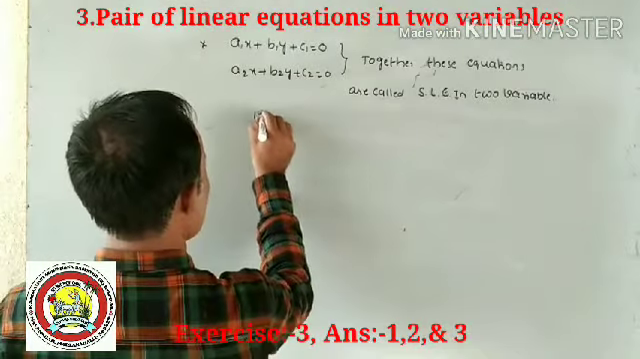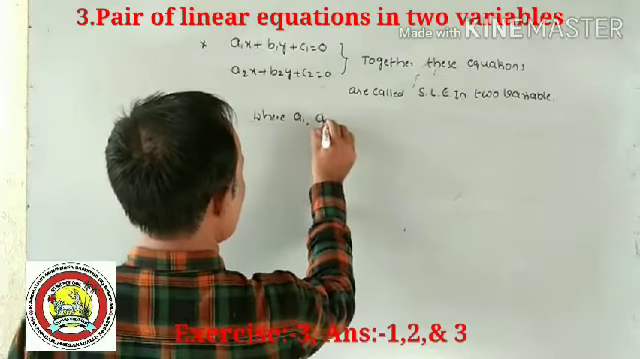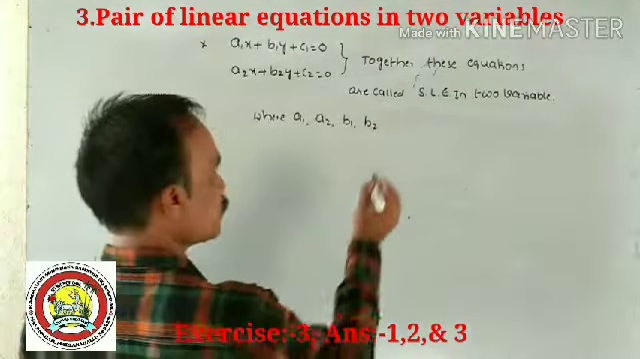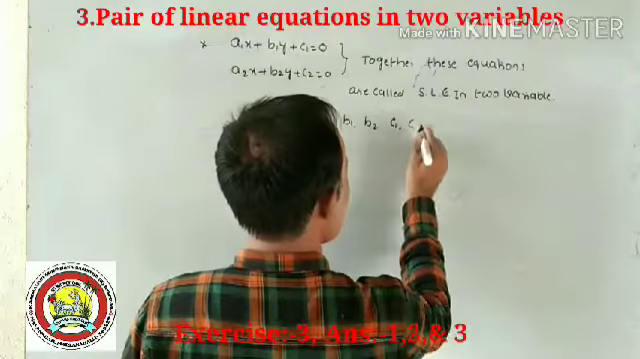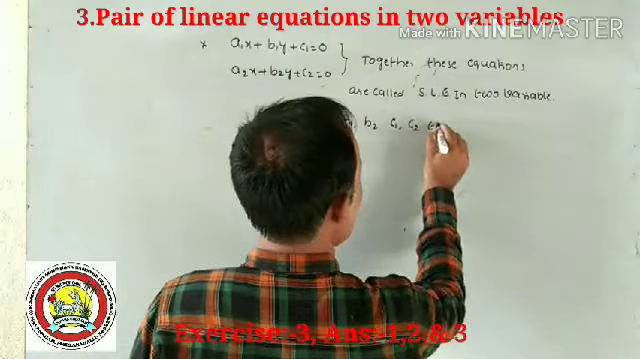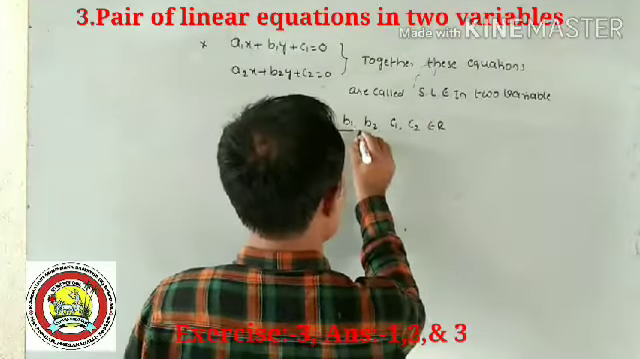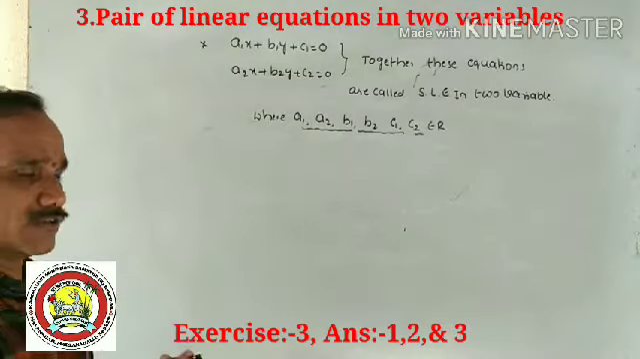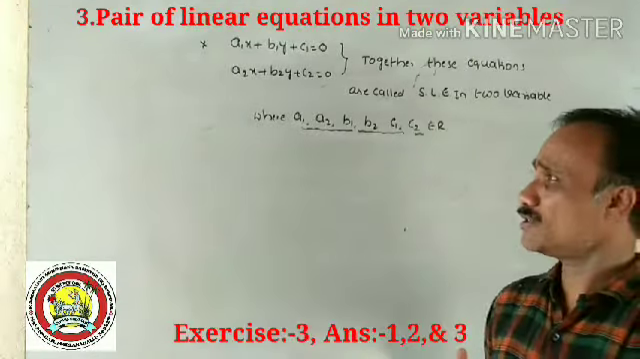Here, a1, a2, b1, b2, c1, c2 belong to the set of real numbers. Set of real numbers is nothing but constants. Okay? Now the complete chapter depends upon these two equations.